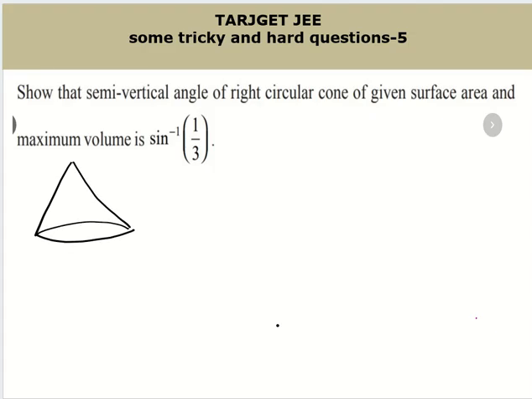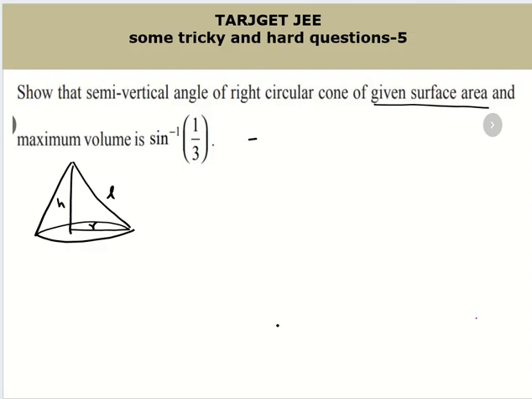What is given is we are talking about the semi-vertical angle of a cone. Let this be the radius, this is the height, this is the slant height. We are given surface area. That means surface area is a constant. Whenever surface area is mentioned, it is always the total surface area unless otherwise mentioned.